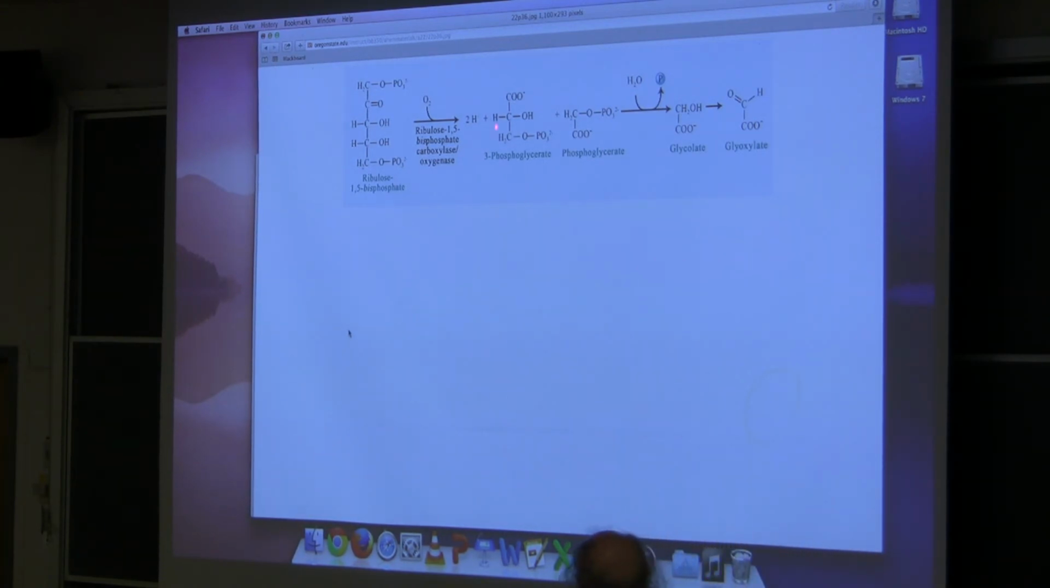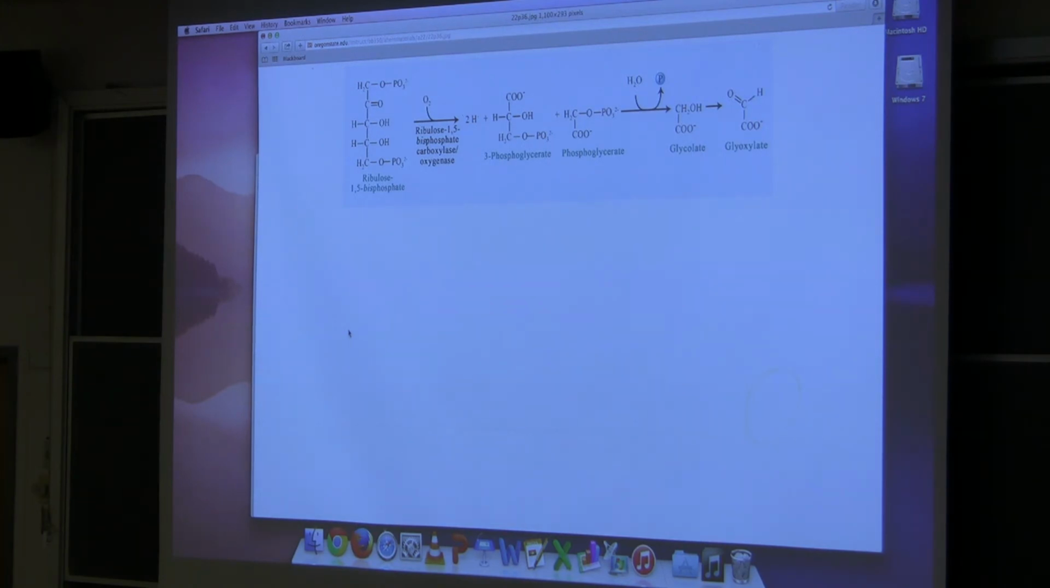And in addition, it'll make a 2-carbon molecule called phosphoglycerate. All right? A 2-carbon molecule called phosphoglycerate, which will readily fall apart and become glyoxylate. Glyoxylate is toxic. We've talked about it before.